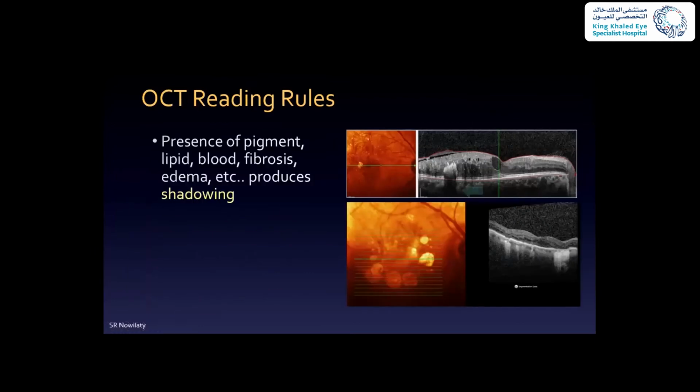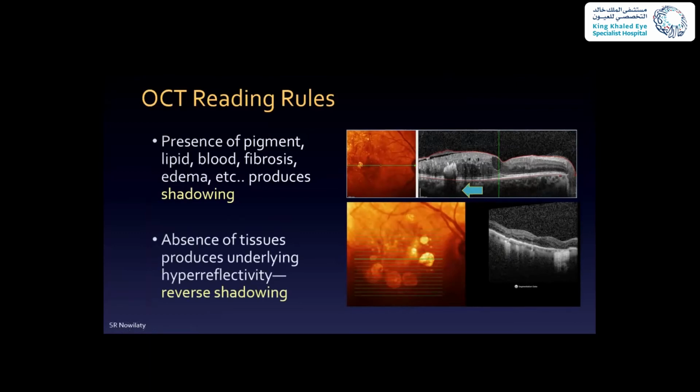And the rule is that if you have pigment, or blood, or fibrosis, or lipid, anything that is in the way of light, the light comes from here, goes across the retina. Anything that is stationed here, in the path of the light, is going to create a shadow behind it. And conversely, if you have atrophy of tissues, for instance, here you have an atrophy of the RPE, then the light is going to go more strongly in the back, and it's going to shine more strongly in the back. You're going to have reverse shadowing. Okay, this is a reverse shadowing.